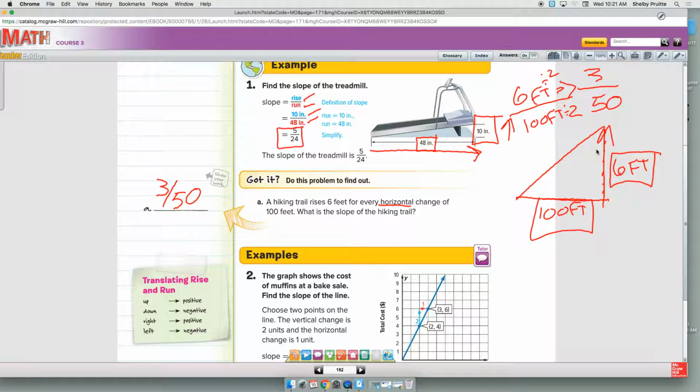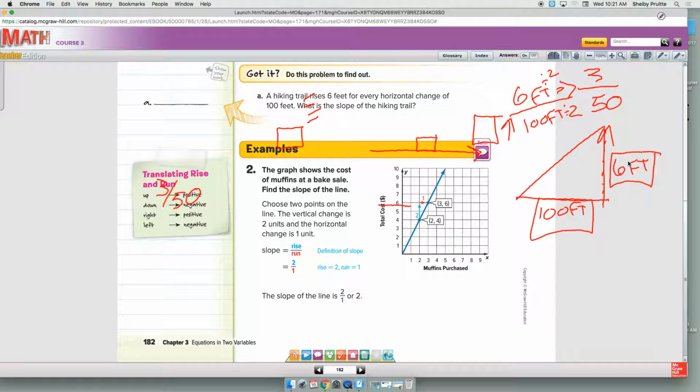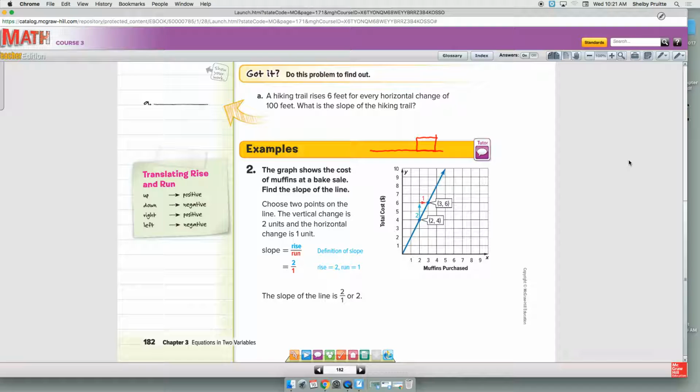Not too bad. Now this next one here, we have a graph. Now, you may be thinking graphs might be a little bit harder, but really they're not much harder as long as you have some points that you can read. So for example 2, the graph shows the cost of muffins at a bake sale. Find the slope of the line. So it even gives you some steps here. It says the first thing you have to do, I need you to underline, circle, whatever you want to do, choose 2 points on the line. So they've already chosen 2 for you.